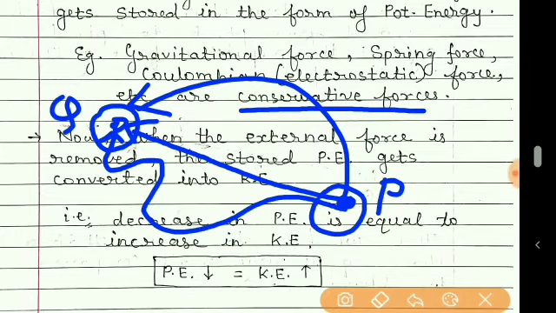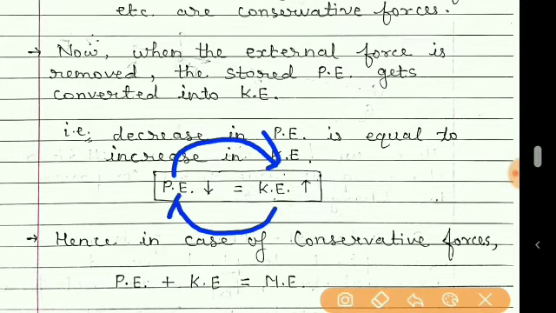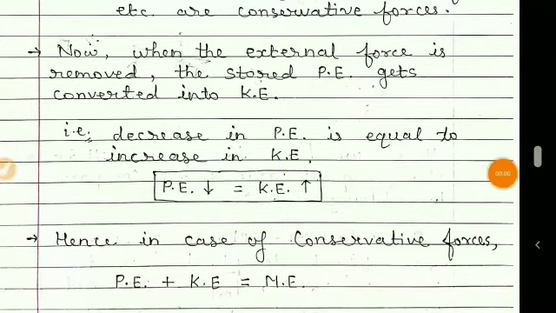One more thing is, in such type of conservative forces, the potential energy and the kinetic energy, they may convert from one another, but the energy loss in other form is zero. Ideally the energy loss in such type of case is zero.